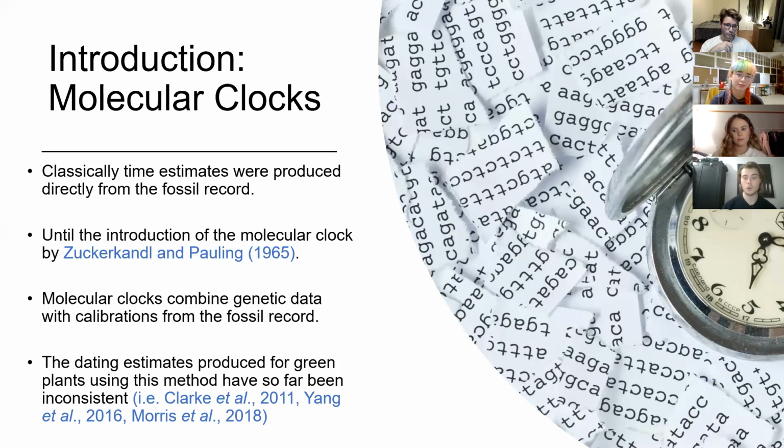This is where Zuckerkandl and Pauling invented something called the molecular clock. The molecular clock was quite difficult to use up until the advancement of computers, where it has really become revolutionized within the field. To explain how this works, they essentially use genetic data with fossil calibrations in order to constrain the age of species and different groups of organisms. But the problem with these estimates is that they're heavily reliant on fossils, on the selection of fossils, and thus on the plant record, and the estimates we have obtained for plants at the moment seem to be inconsistent.